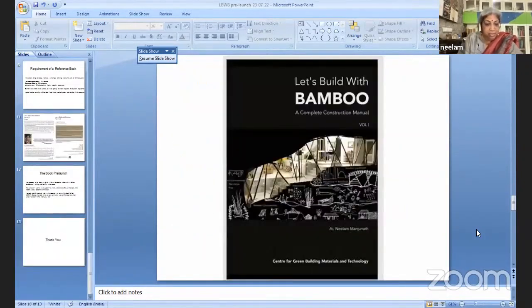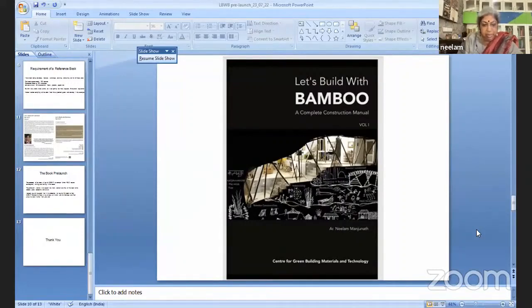Can I have the next? Yeah, so this is the cover of the book, Let's Build with Bamboo. And the cover photograph that you see is actually a composition of a photograph and a sketch by me. That particular photograph is actually my office, Bamboo Symphony, seen in the night. So it's almost like a window.